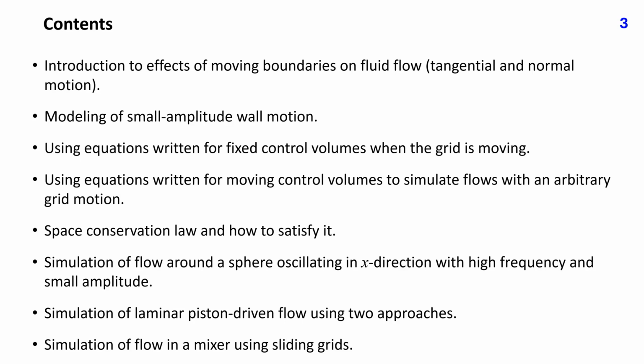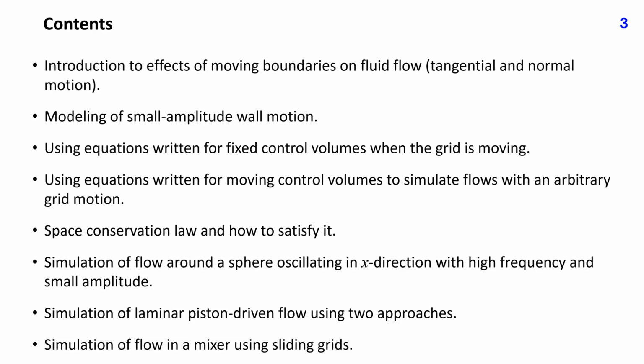If wall boundaries move over a larger distance, the grid has to move and adapt to the new position of boundaries at each time step. The change of cell size and position can be accounted for in different ways. We describe how equations written for fixed control volumes can be used even when the grid is moving. The most widely used approach is to use equations written for moving control volumes. This allows simulation of flows in solution domains with an arbitrary grid motion.